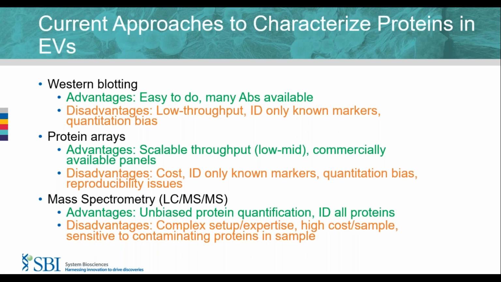If we're thinking of biomarker discovery, then Western blotting is going to be quite limiting because it's low throughput. You can only assess the ID of known markers, right?